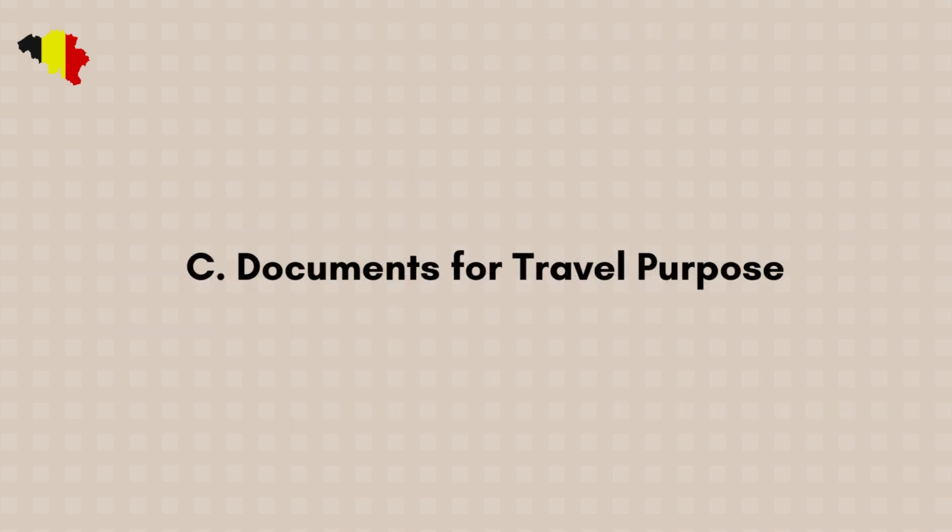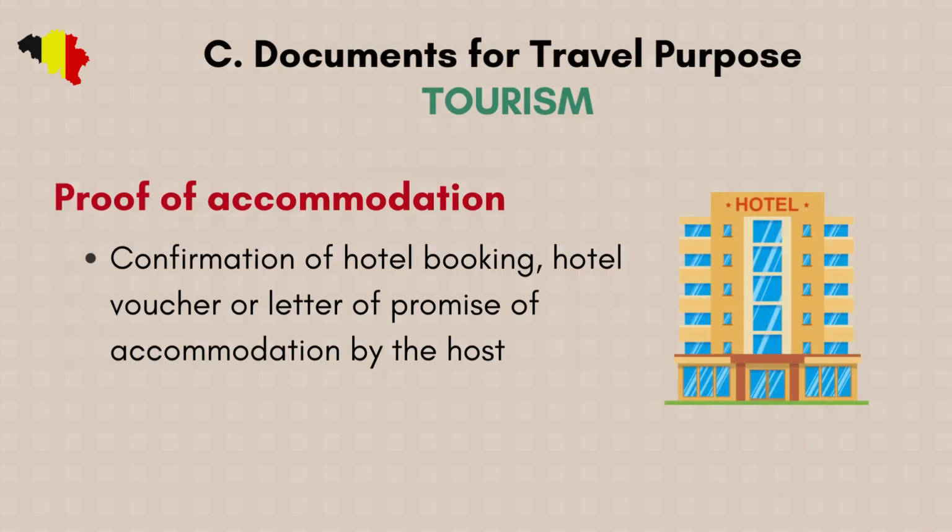Next, for the documents which are needed for the specific travel purpose. This one is specific for tourism. First is your proof of accommodation. This is the confirmation of your hotel booking or hotel reservation. It can also be a hotel voucher, or if someone will accommodate you, then a letter of promise from the host.